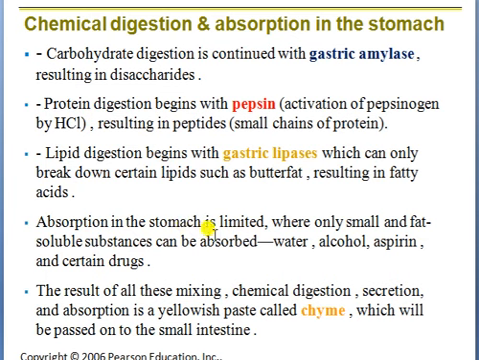So absorption in the intestine is limited, where only small and fat soluble substances can be absorbed: water, alcohol, aspirin and certain drugs. So in the stomach, the absorption takes place of water, alcohol, aspirin, certain drugs, which are lipophilic, so they are easily absorbed. Then the result of all this mixing, chemical digestion, secretion and absorption is a yellowish paste called chyme. So here in the stomach chyme is formed, which will be passed on to the small intestine.